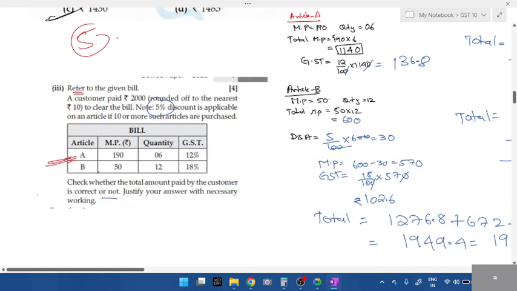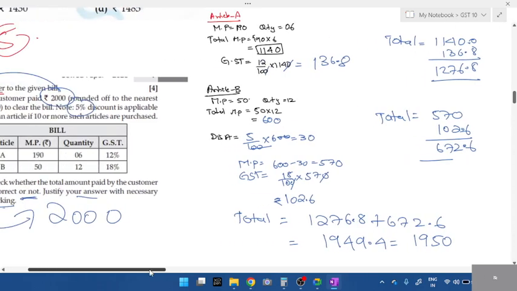So what they've mentioned here, students: check whether the total amount paid by the customer is correct or not. Justify your answer. How much has the customer paid? 2000. Did he pay the correct amount or did he pay extra? He's paying extra. The actual amount should be 1950.